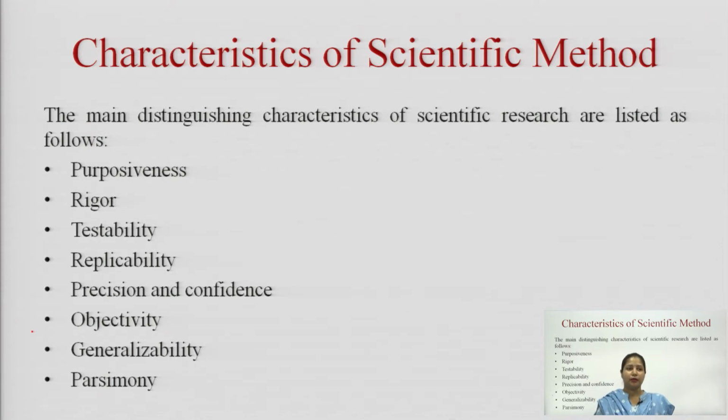Next point is precision and confidence. Precision refers to the closeness of the findings to reality, based on the sample. Whatever findings we have should be close to reality. Confidence means the probability that your result is correct. Whatever findings we get in the research should be correct, so that we can have confidence in the correctness of the result.